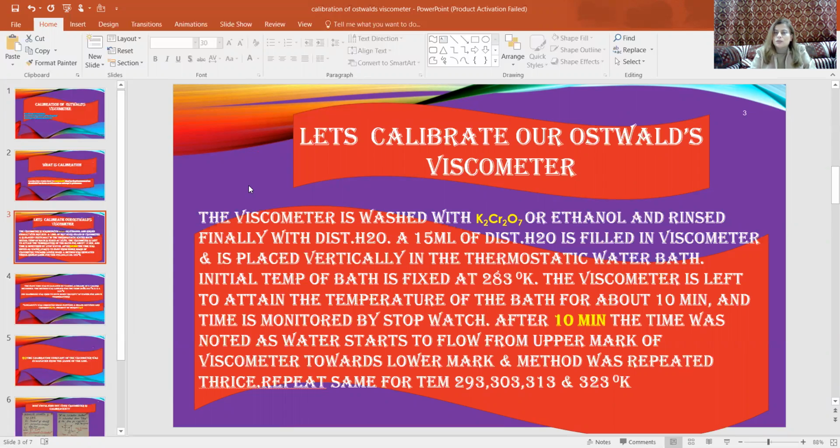Let's calibrate our Ostwald's viscometer, right? Ostwald's viscometer, as I just mentioned, is a U-shaped instrument. It has got bulbs, right? And with the help of a stopwatch, you are going to watch the time as it leaves the upper mark. It has got two marks, the upper mark and the lower one, and you have to fill in your water or whatever solvent, your analyte, you are going to analyze. You put it inside, and then you see how it flows, and you have to measure that flow time from when it starts flowing from the upper mark until it reaches the lower one, right?